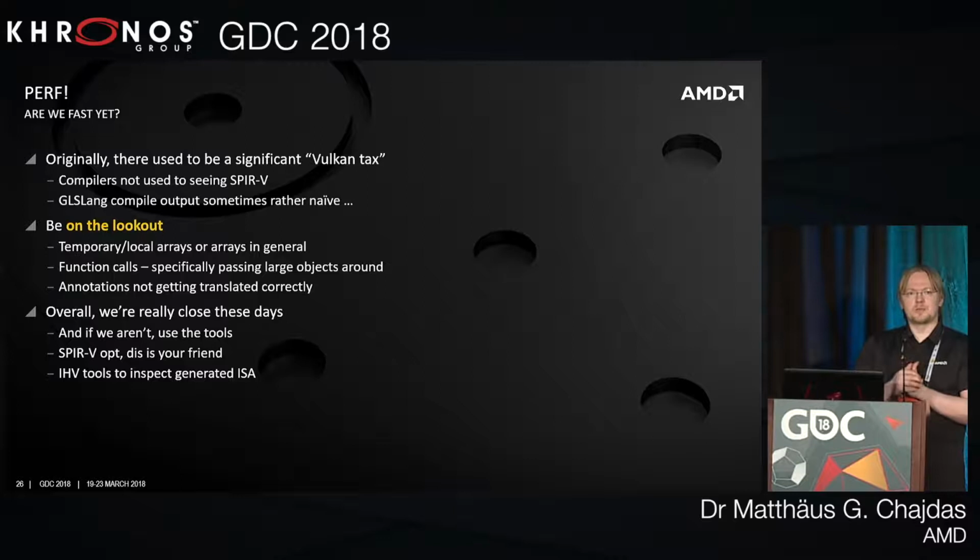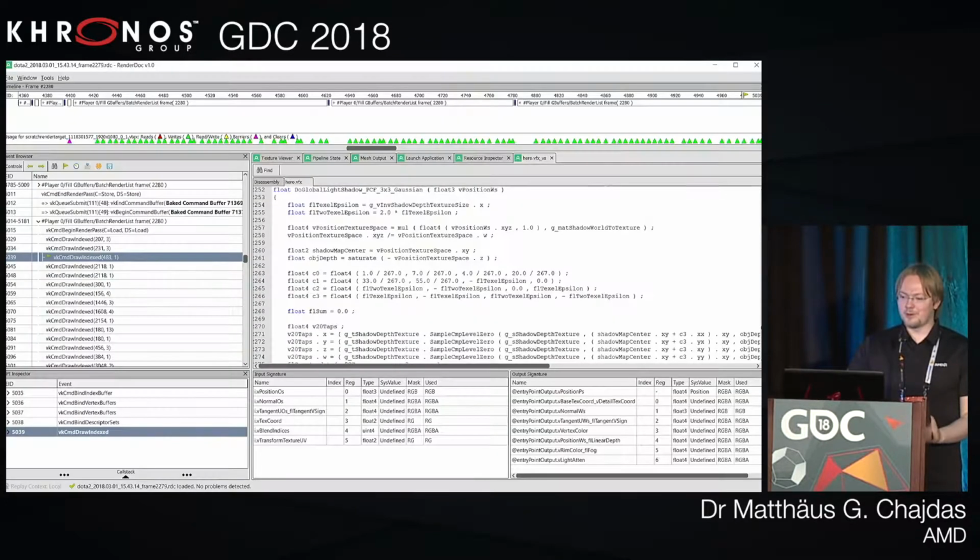If the SPIR-V is really slower, then you try the tools, and you just try as many spirv-opt options until it becomes fast enough. If it doesn't, then I have more good news for you, because we have tools you can actually inspect the whole pipeline through. And here are some motivating screenshots.